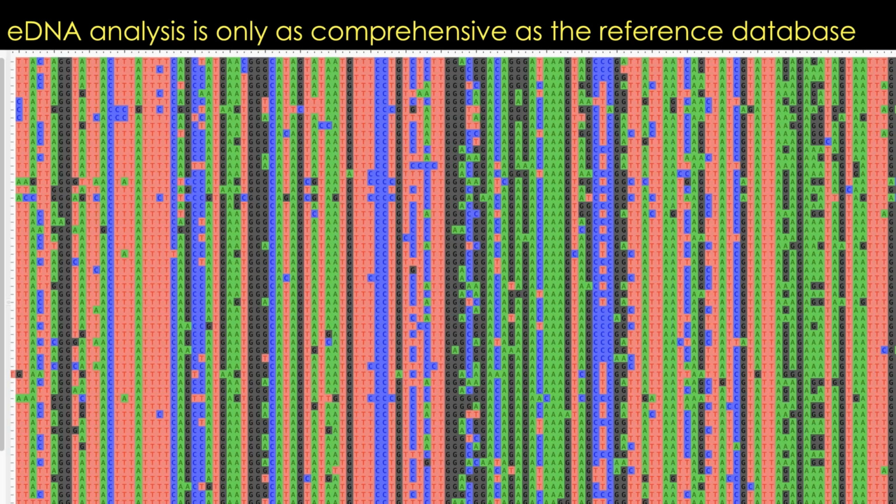So you can imagine that you have a genetic sequence from an environmental DNA sample. If it's matched to a sequence in your database, you can confidently identify that species as being present in your environmental DNA sample. But if that sequence is not yet available, it won't tell you anything. You'll have no idea that that species might be present in your sample.